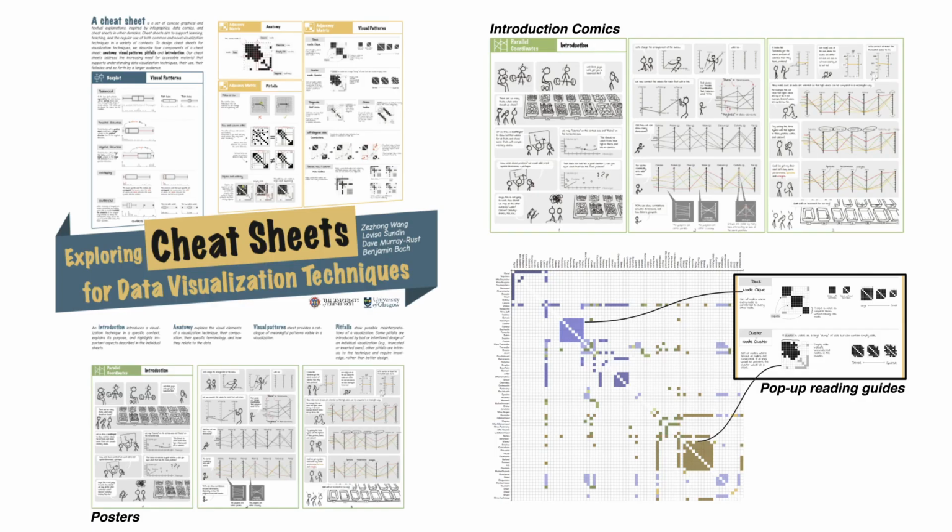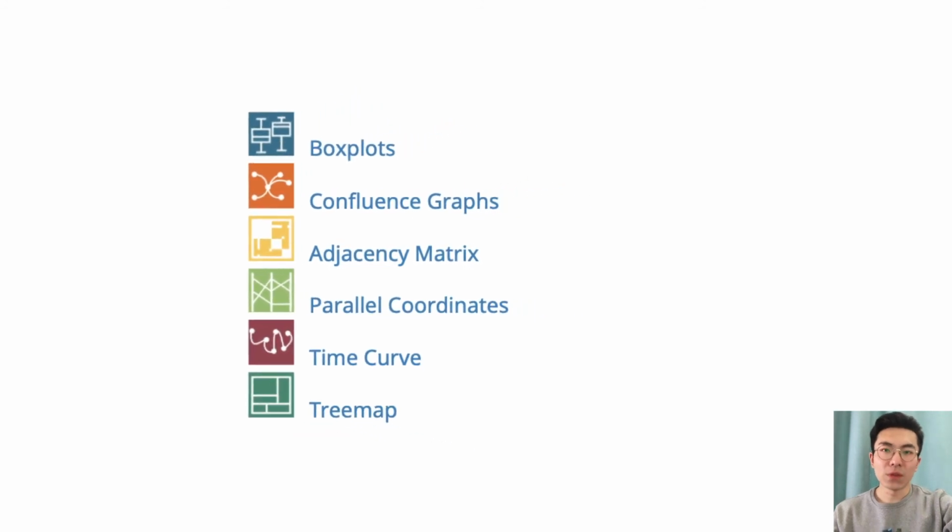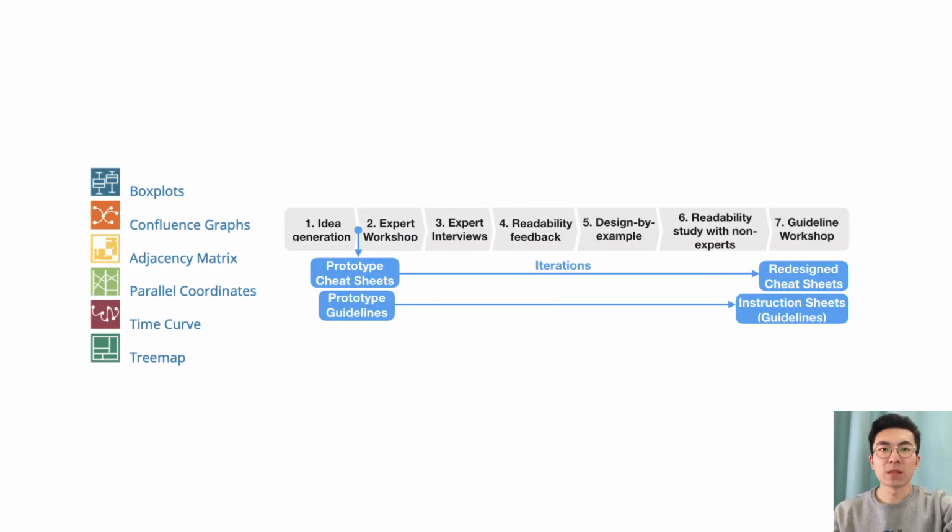There is potentially a huge design space for cheat sheet formats to explore. Besides introductions, examples include posters, slideshows, videos, or embedded and interactive visualizations, such as pop-up reading guides. To summarize, we defined 6 types of sheets for 6 common but non-trivial visualization techniques, and refined them through an iterative method involving expert interviews and workshops, readability feedback, design by example, a readability study, and a guideline workshop.